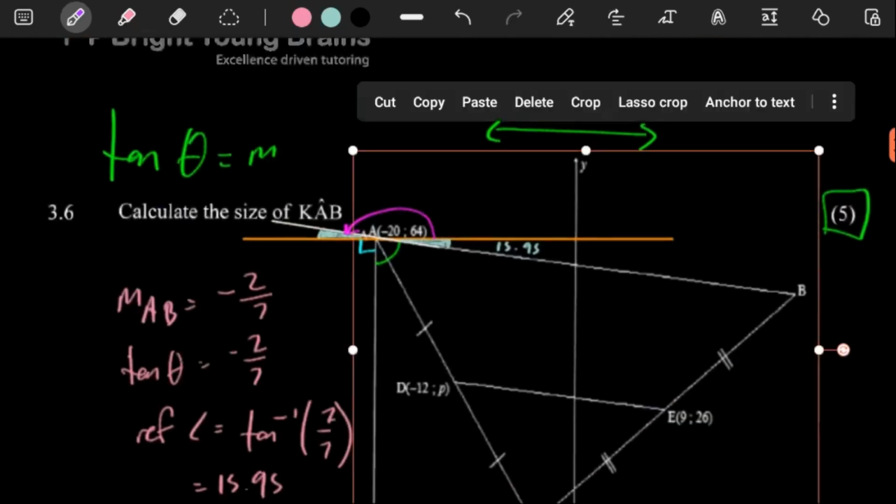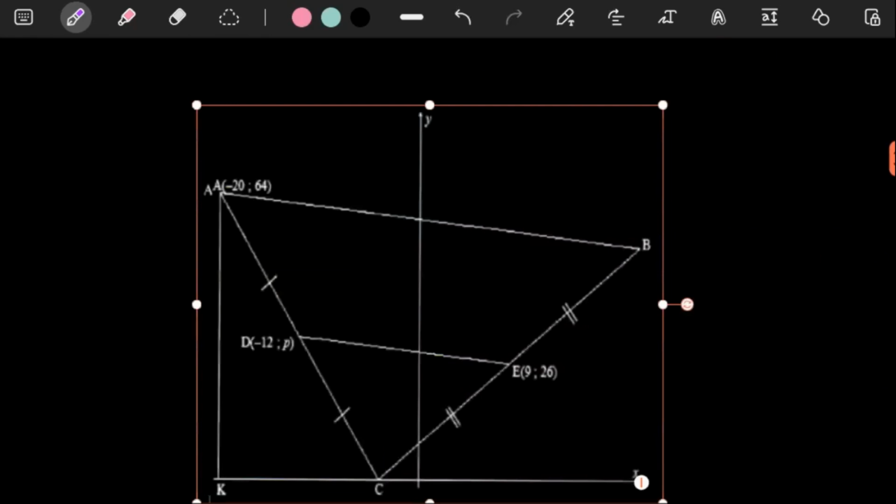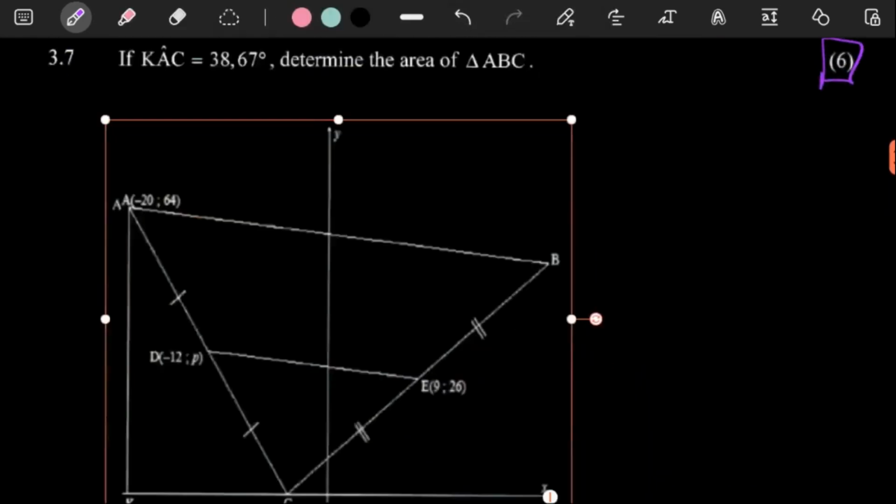So KAC, where's KAC? We need to get this picture again. They are talking about angle KAC. Let's see it first before we carry on reading the question, because we want to know what we're dealing with.